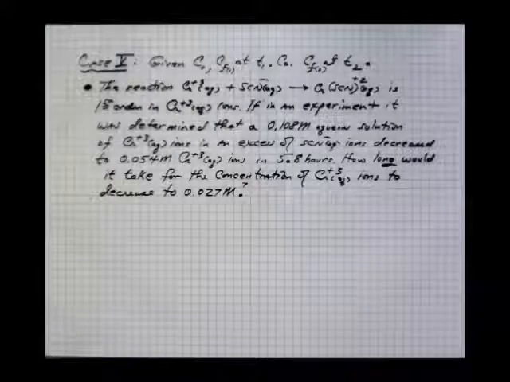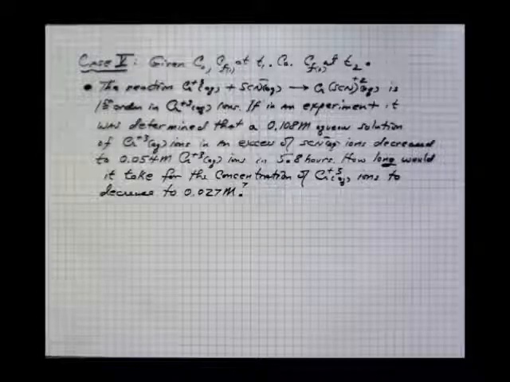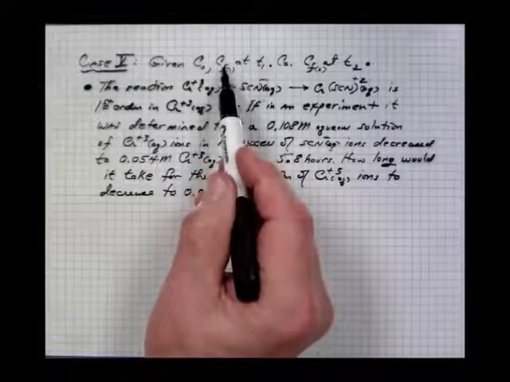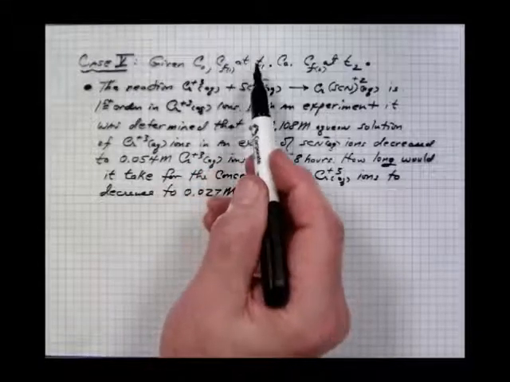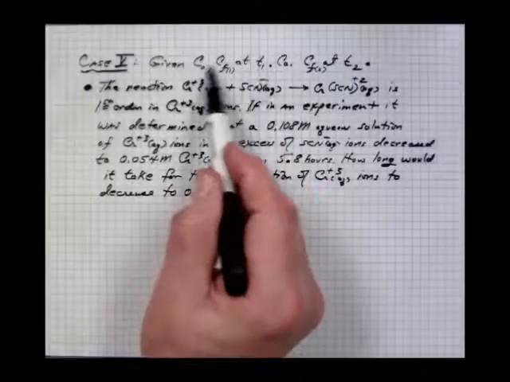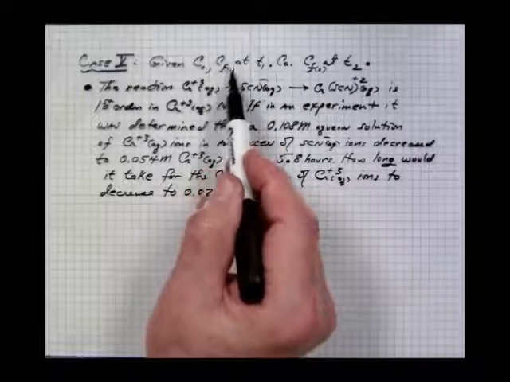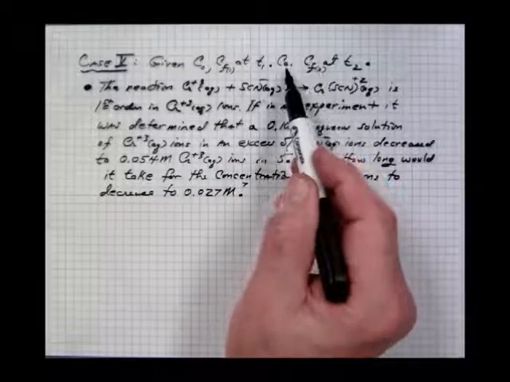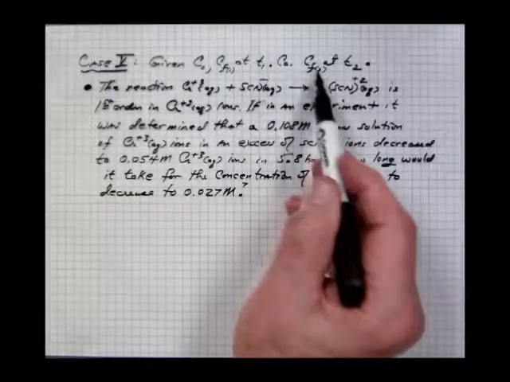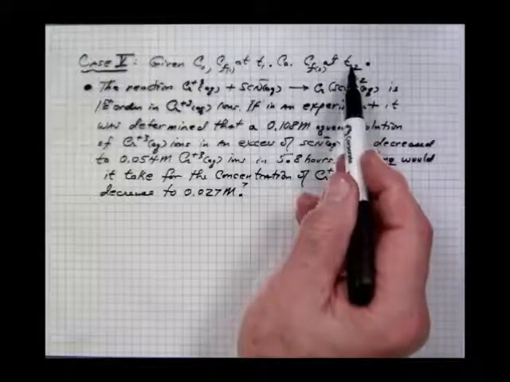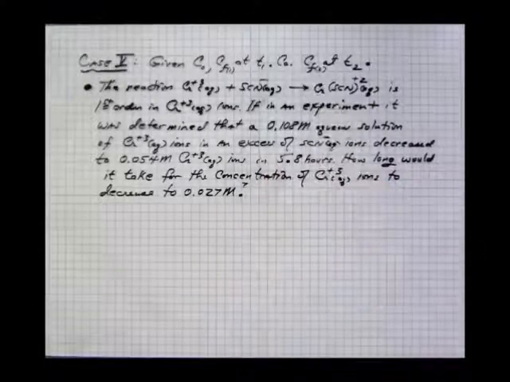Okay, the last case of interest is, say we're given an initial concentration and a final concentration, and we know how long it takes to get from C0 to C final 1. The calculation is to calculate a second concentration at a time T2, certainly greater than T1.